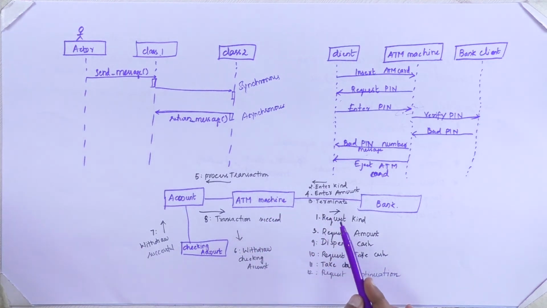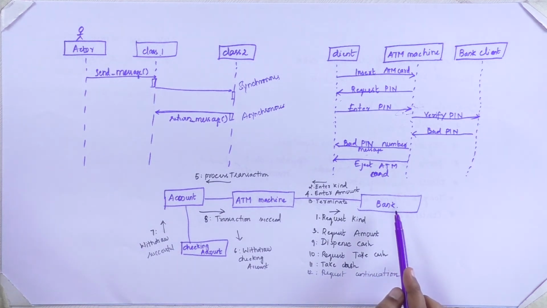After the transaction is completed, the ATM machine will be sending the message, cash is dispensed, to the bank. Then it will be sending the request, take cash. So the bank will be getting these messages, dispense cash and request take cash. After that you will be taking the cash. After that you will be requesting the continuation. So these messages will be sent to the bank.